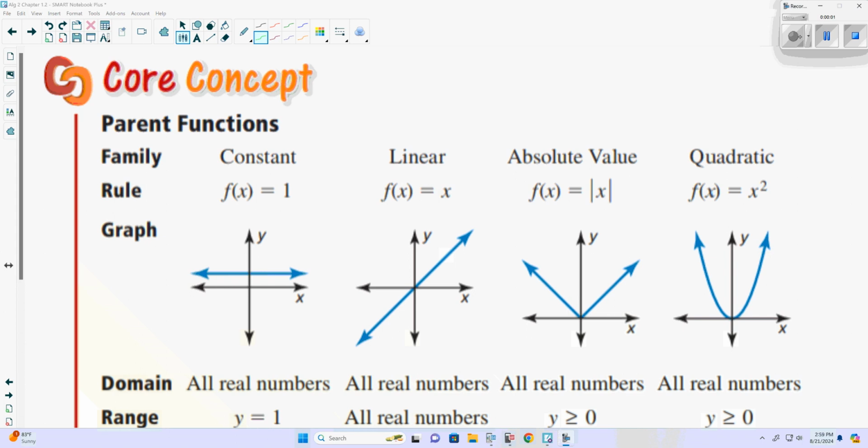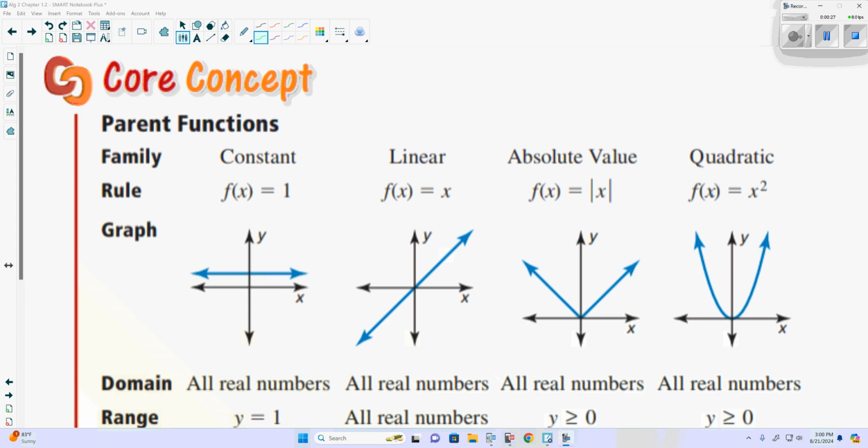Focus up here. What we're talking about today are parent functions and their transformations, and how the transformations can affect the graph or how the graph looks. What we're describing is the change from the parent function to the new function that we have. Now there are four parent functions, well really three of these that we're going to look at. Linear, absolute value, and quadratic.